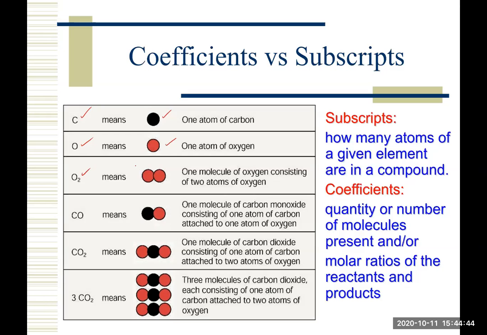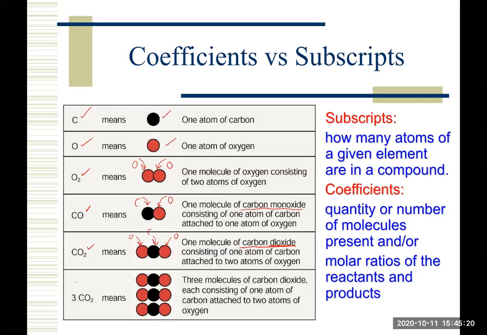O2 means that we have two atoms of oxygen in one diatomic molecule of oxygen. CO means that we have one carbon atom and one oxygen atom in a molecule of carbon monoxide. CO2 tells us that we have one carbon and two oxygens, and we have a molecule of carbon dioxide.